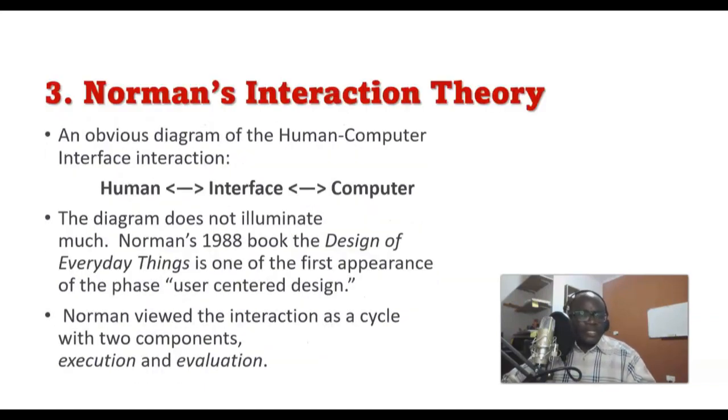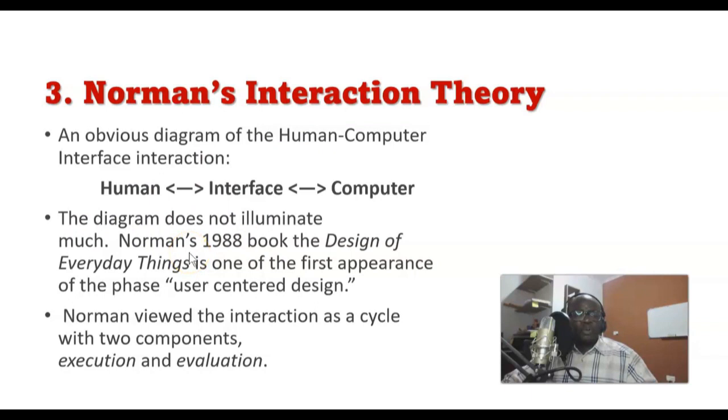But now let us quickly look at what is known as Norman's interaction theory. Usually when we're talking about the relationship humans have with a computer vis-a-vis the human interaction interface, we would illustrate it like this, where you write human, interface, and computer. Interface, of course, refers to this very feature that enables the interaction between the computer system and the human being. But this illustration is very limited. It hides a lot of details, so the diagram does not illuminate much.